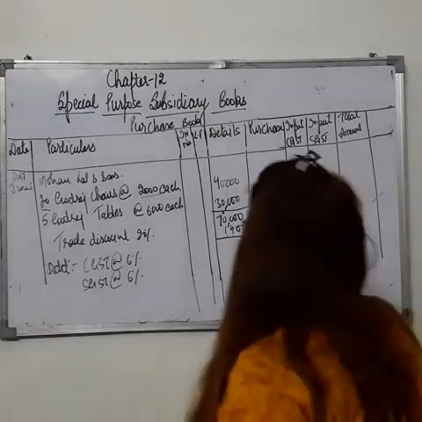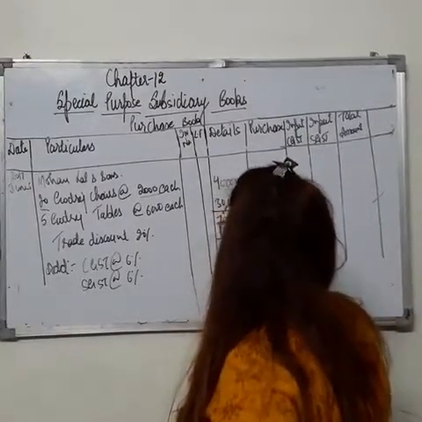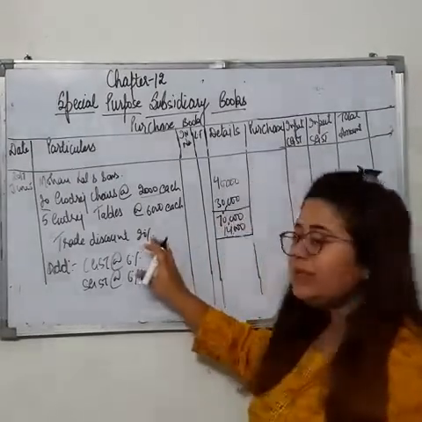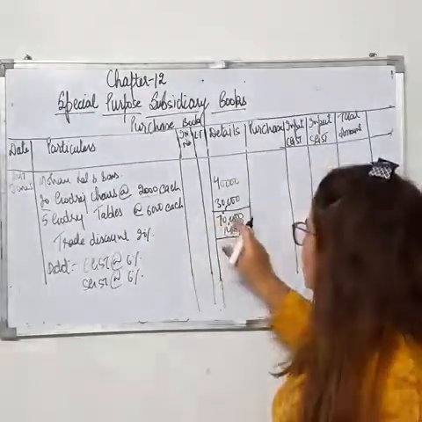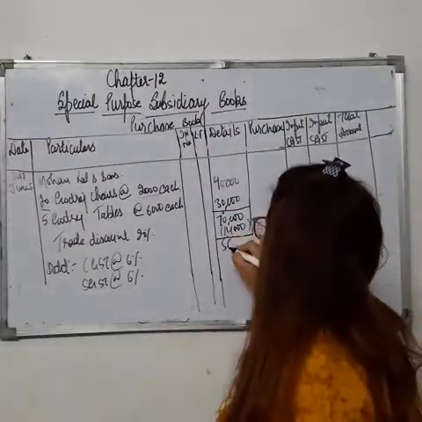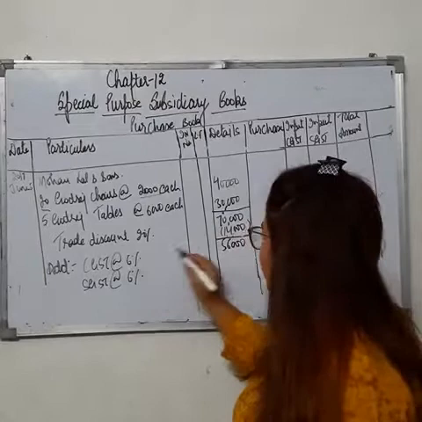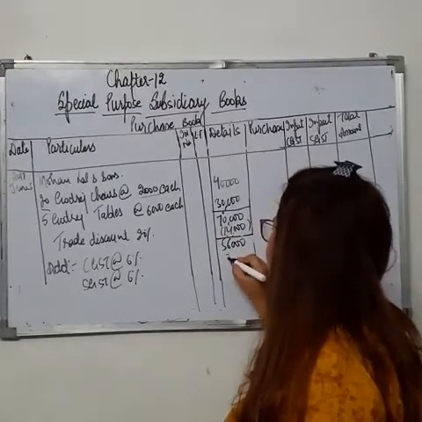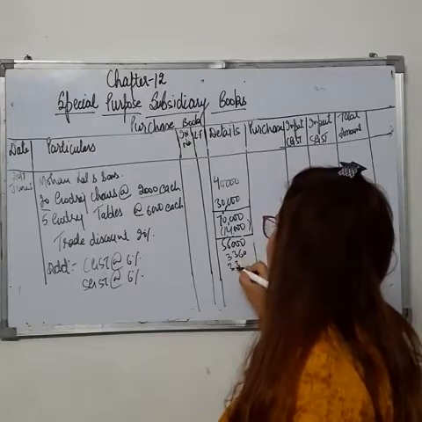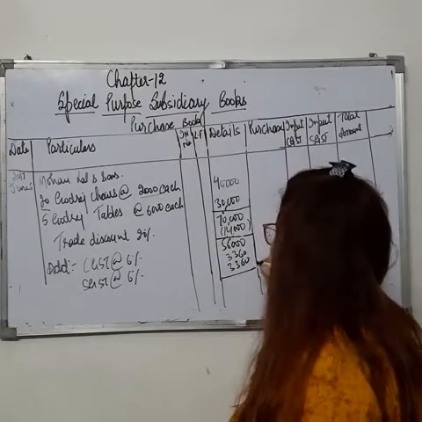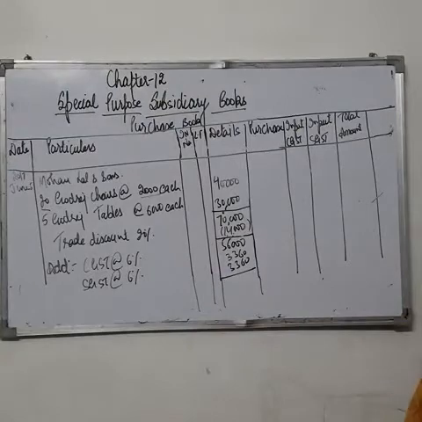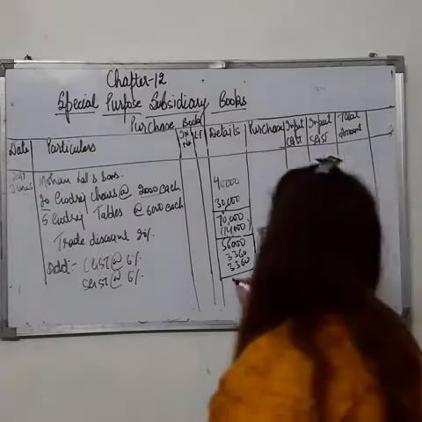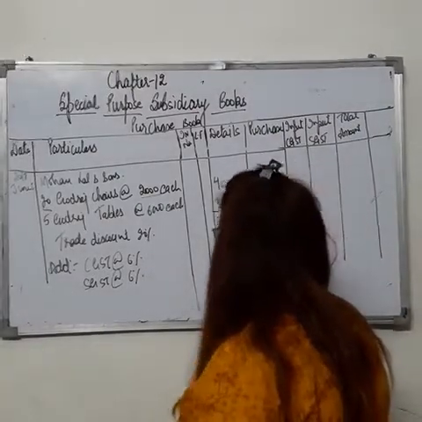Oh, I forgot to write it. It's 14,000, students. Right? The 20% of 70,000 is 14,000. So if I deduct 14,000, it's 56,000. Now I have to calculate 6% on this, right? 56,000, it's 3360. Again 3360. Right? Now let's make a total of this. It's 62720. So this is the final amount.